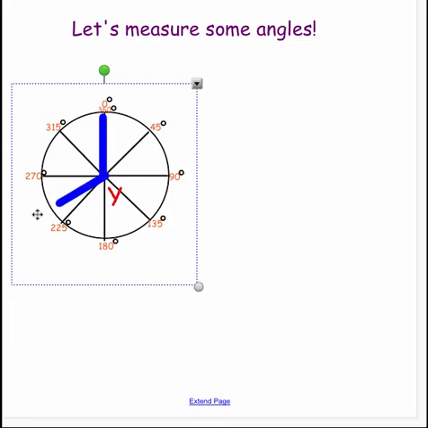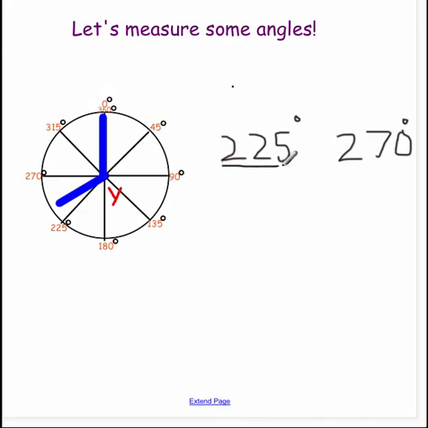Notice this time it is in between two different numbers. It is in between 225 degrees and 270 degrees. So we could estimate and say, well, it looks like about a 235 degree angle maybe. But in your math journal, you will actually have a space to write the two different measurements that this angle is in between. So we would say angle Y is in between 225 degrees and 270 degrees.